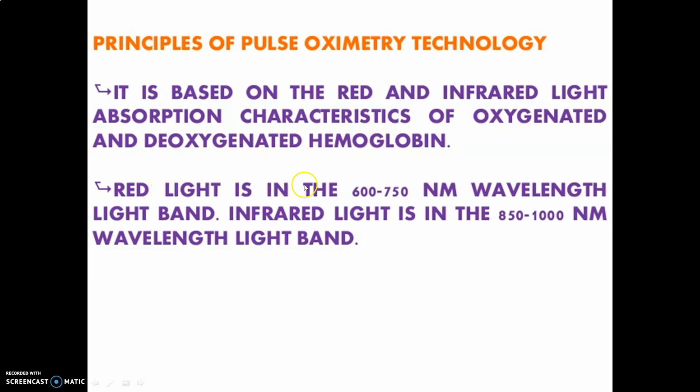The red light is in the 600 to 750 nanometer wavelength. I think you have covered wavelengths in physics. So the red light is emitted at 600 to 750 nanometers. In the case of infrared light, they emit 850 to 1000 nanometer wavelength. With the help of these wavelengths we are able to capture the patient's saturation level. So this is the main principle of how it works, with the help of light.